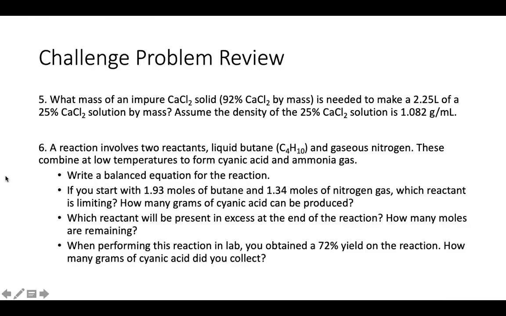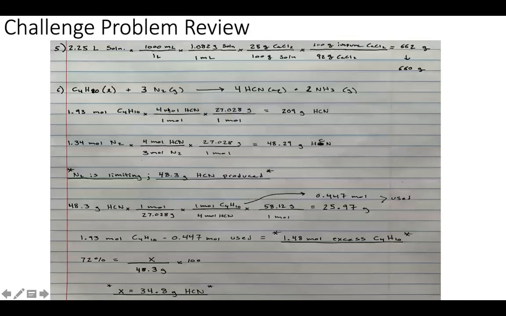And so right at the second line, or kind of the first line going into the second, it says to make 2.25 liters of a 25% calcium chloride solution by mass. Okay. And so if you look at the units up to that point, everything would have canceled out, except for we really have grams of solution, right? But we don't care about how many grams of solution we have. We care about grams of just the calcium chloride.